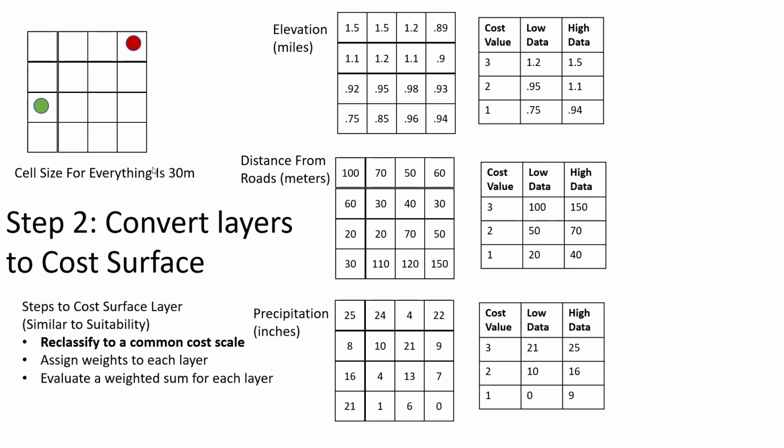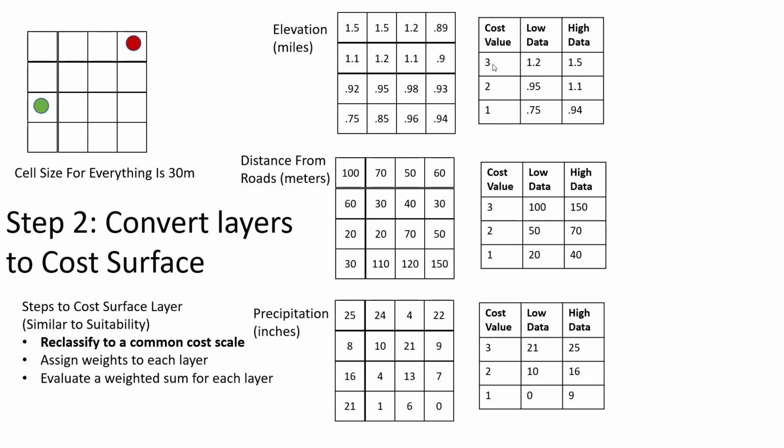And so you can see what I've done here is I've set up 3 different reclassifications to the same scale, 1, 2, and 3. And I picked 3 here just because it keeps the interpretation relatively straightforward, right? Low cost, medium cost, high cost. And the key difference here between weighted overlay for suitability and the cost surface layer is that with suitability, right, these higher values were a good thing, right? They meant that that particular value range was desirable for whatever we were trying to model suitability for.